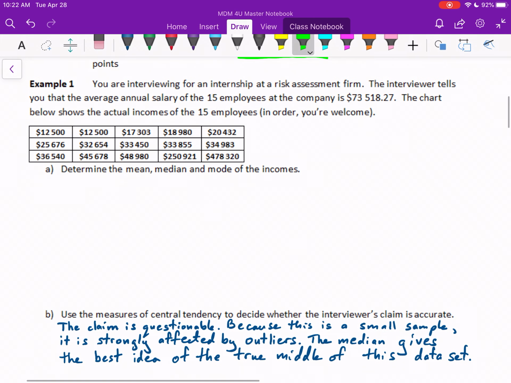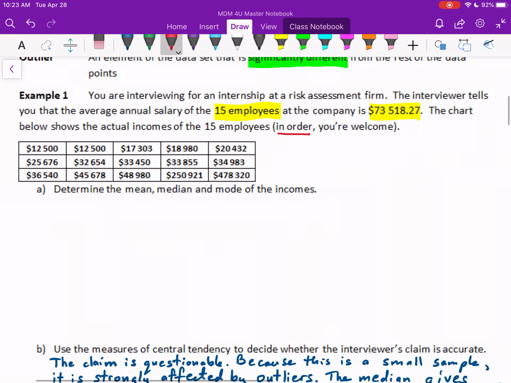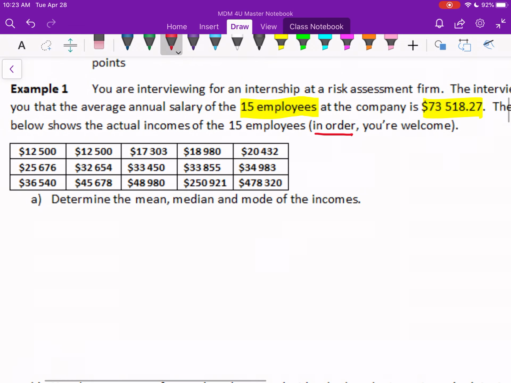The first one, you're interviewing for an internship at a risk assessment firm. The interviewer tells you that the annual salary for the 15 employees is $73,518.27, which sounds fabulous. The chart below shows the actual income of the 15 employees, and they are in order. That's going to be important as far as median goes, right? We need things to be in order to calculate the median. If they weren't already in order, we would have to rewrite them in order. So this saves us some work. Determine the mean, median, and mode.